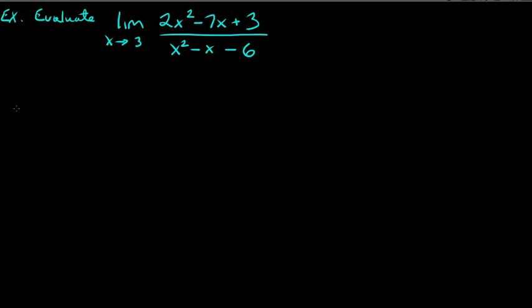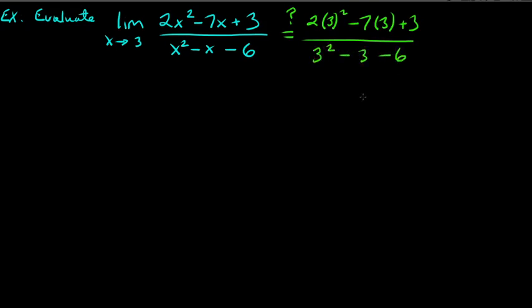Okay. Well, look, this is a rational function. And the first thing you might try is, well, can I just plug in 3 here? It doesn't hurt to try, right? It might work. It might not work. In fact, we don't care what the numerator is. We want to make sure that the denominator is not 0.